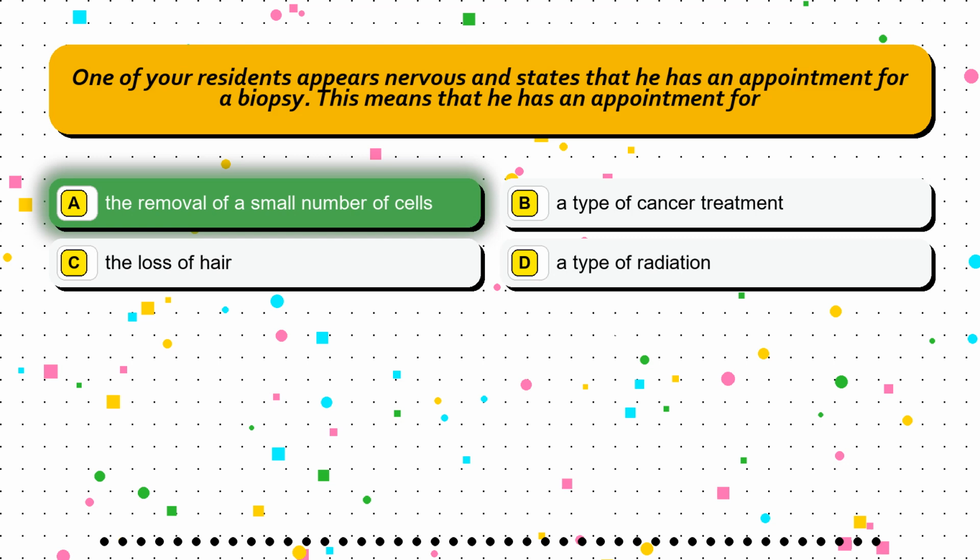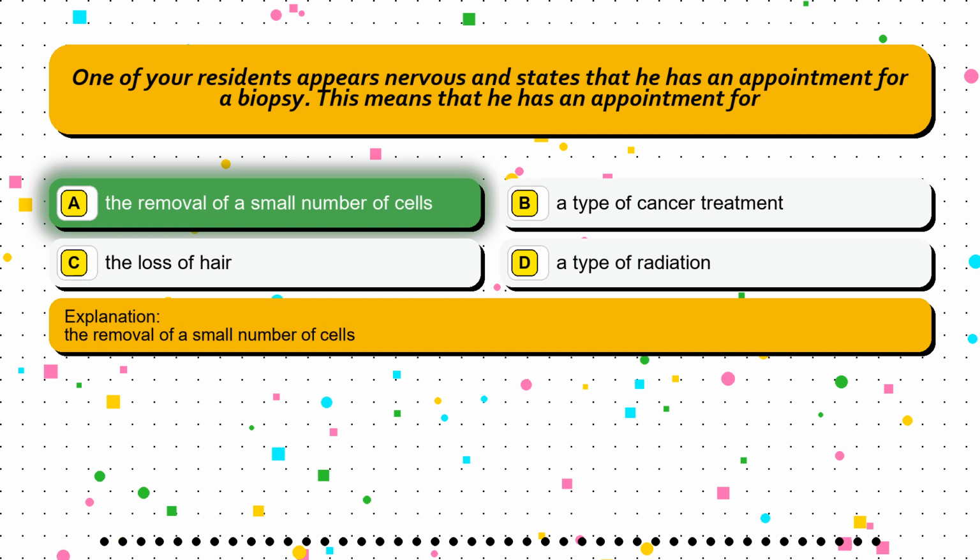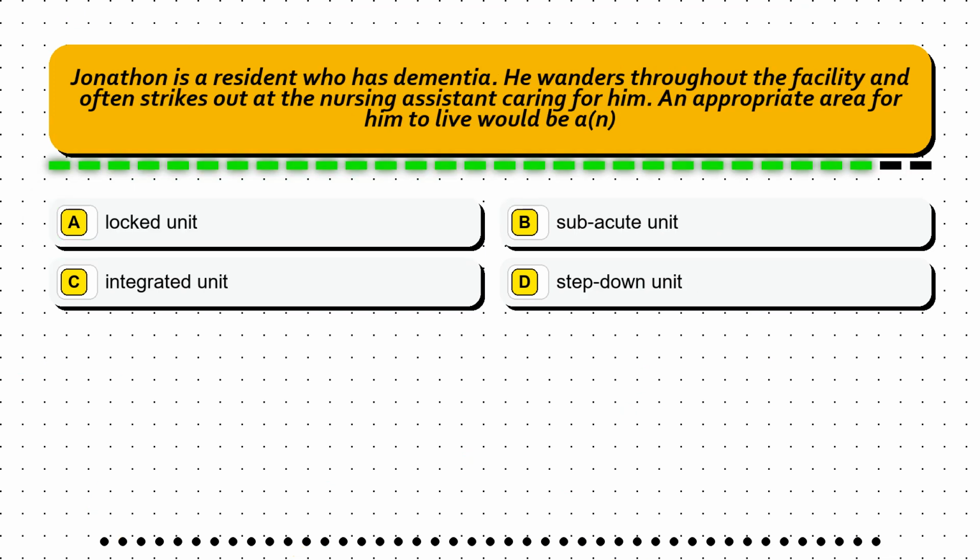The correct answer is option A, the removal of a small number of cells. Question 24. Jonathan is a resident who has dementia. He wanders throughout the facility and often strikes out at the nursing assistant caring for him. An appropriate area for him to live would be: Option A, locked unit. Option B, subacute unit. Option C, integrated unit. Option D, step-down unit.